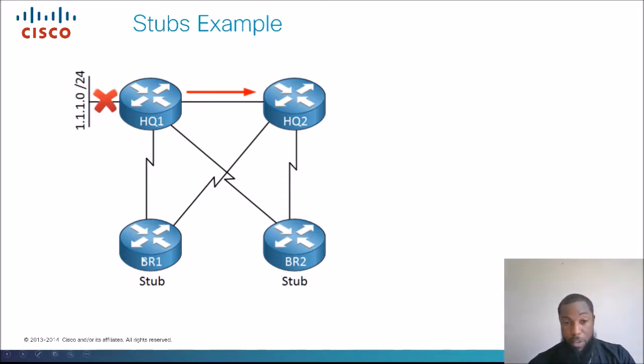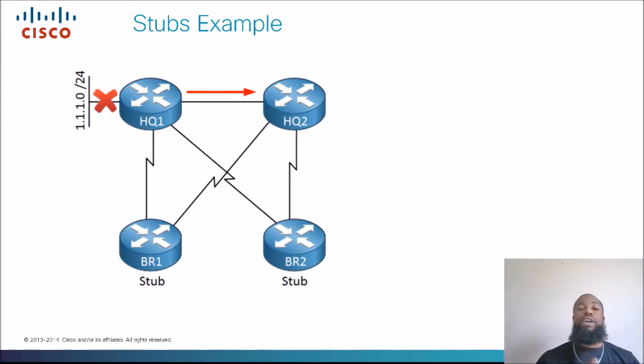We've got branch router 1 and branch router 2. They're now stubs, right? We just type in, I'll show y'all how to do it. If this network goes down, headquarters is only going to send headquarters 2 a query. "Hey, do you know how to get to the 1110 network?" He's not going to ask these guys because they're stubs. They're considered dead ends. We chopped off those limbs.